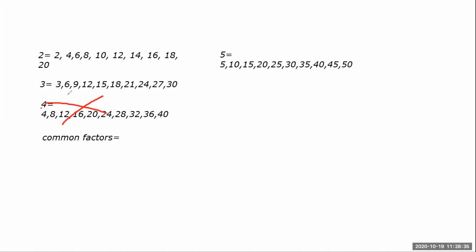4 is there in 2, but not in 3 and 5. 6 is there in 2 and 3, but not in 5. So we will not take it. 10 is there in 2 and in 5, but not in 3. 20 is there in 2 and in 5 but not in 3. So which number is there which is in 2 as well as 3 as well as in 5?